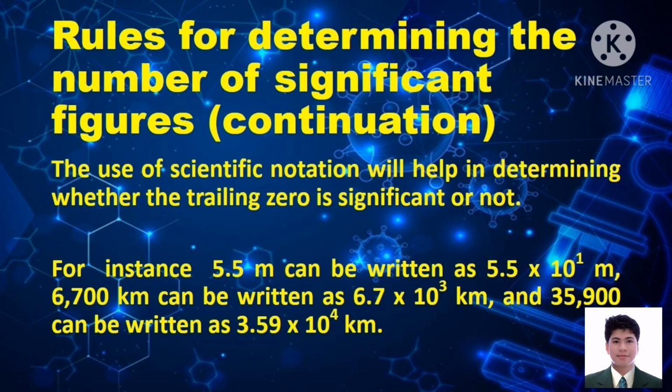Learners, to continue, the use of scientific notation will help in determining whether the trailing zero is significant or not. For instance, 55 meters can be written as 5.5 times 10 to the 1st power meters. 6,700 kilometers can be written as 6.7 times 10 to the 3rd power kilometers. And 35,900 kilometers can be written as 3.59 times 10 to the 4th power kilometers.